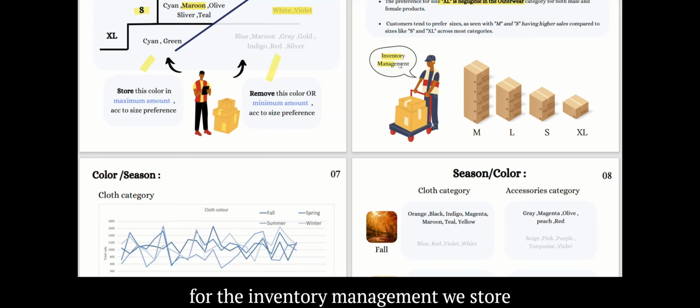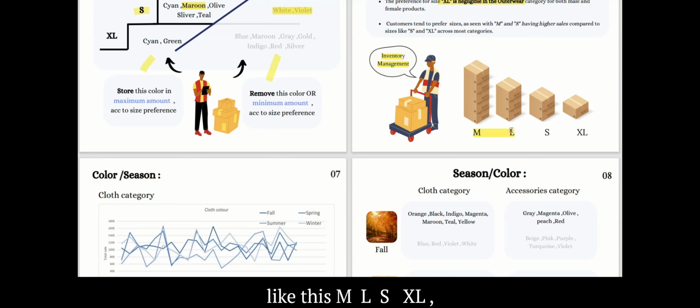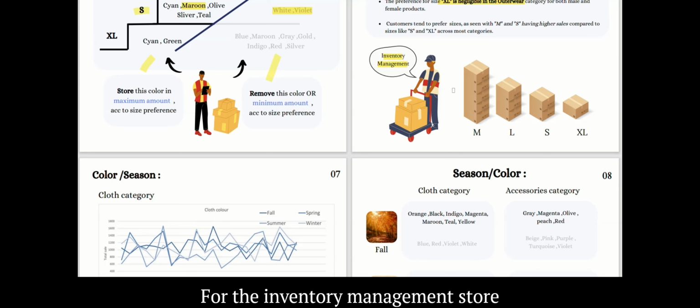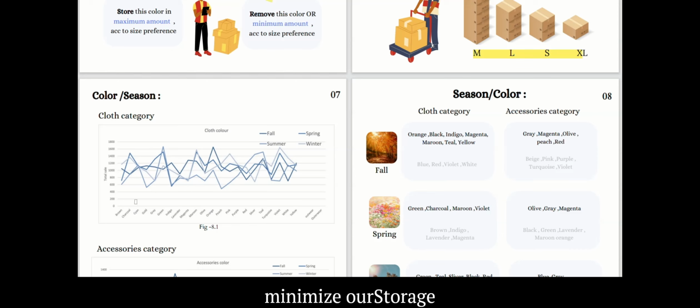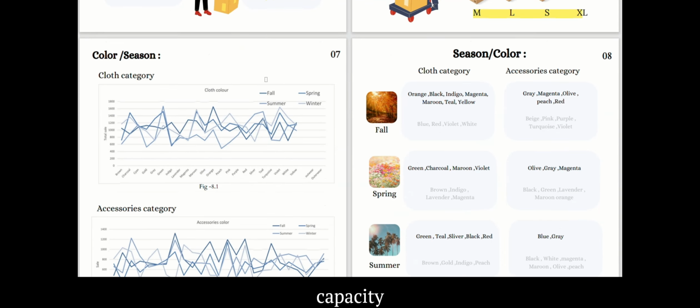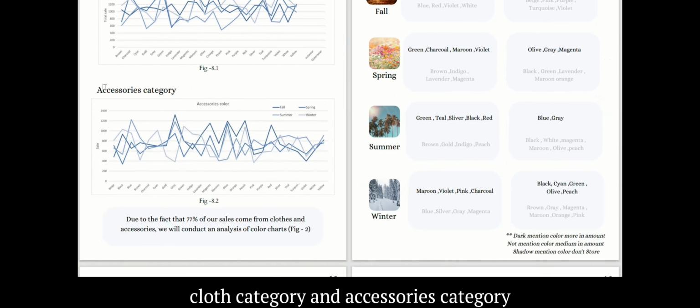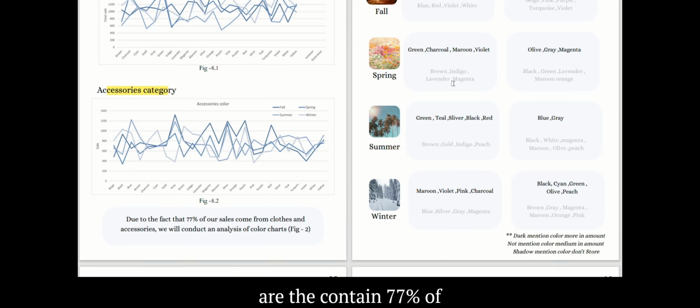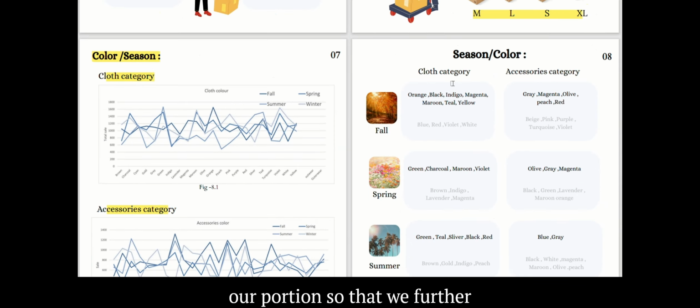For inventory management, we store like this: M, L, S, XL. For inventory management, store in this preference so that we maximize our profit and minimize our storage capacity. Cloth and accessories categories contain 77% of our portion, so we further analyze them through the season and per color parameters.